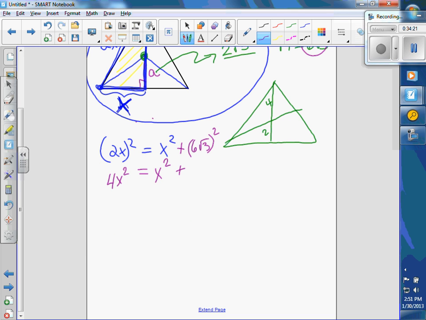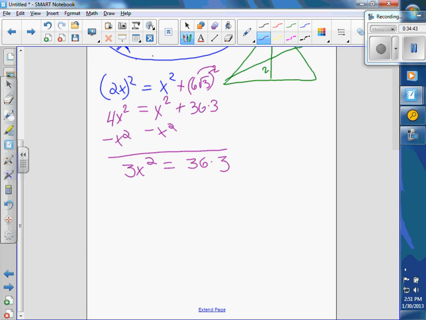And this is, does anybody know how to remember how to do this? You have to do both. Oh, yeah. 36 times 3. Careful. So I have to get my x's together, like terms. 3x squared is equal to 36 times 3.